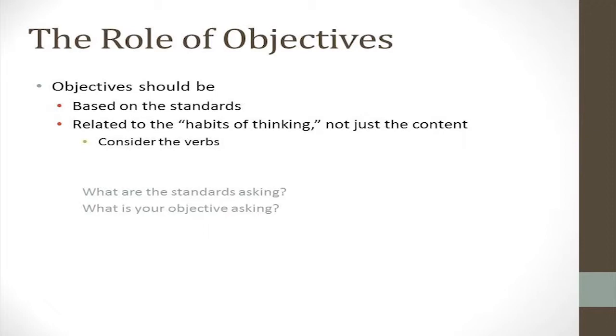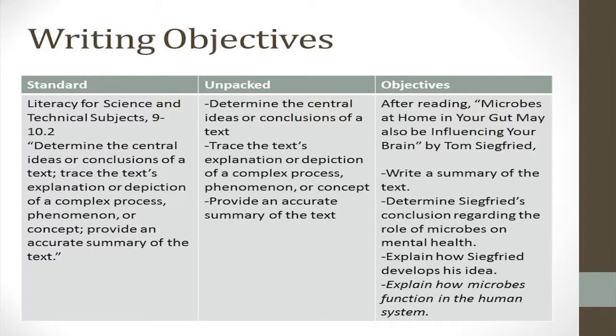And so one of the things that I find helpful is to think about what it looks like when you're writing the objectives, how to take on these enormous standards and turn them into something that makes sense in your classroom for your students. So one of the things that I do with the teachers I coach is we'll take a standard. I put one up there from the science and technical subjects, grades 9-10: determine the central ideas or conclusions of a text, trace the text's explanation or depiction of a complex process, phenomenon, or concept, and provide an accurate summary of the text.